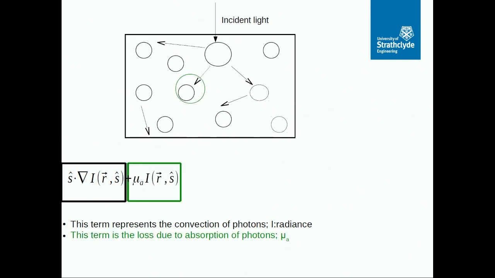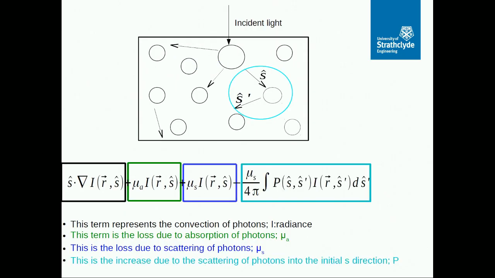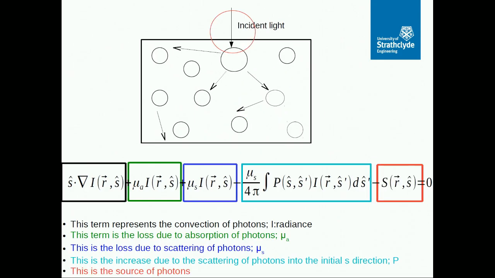We then move on and consider just the losses due to absorption and the losses due to scattering away from this initial convection flow direction. And we also have to then consider scattering back into the initial direction. And finally, we consider the source, where the initial thing's coming from in the first place. My supervisor gave me an excellent analogy for this equation.